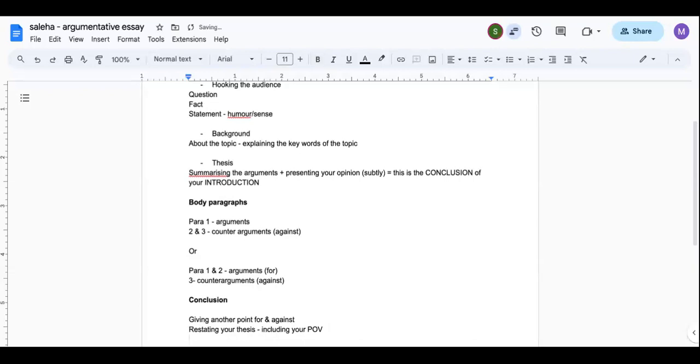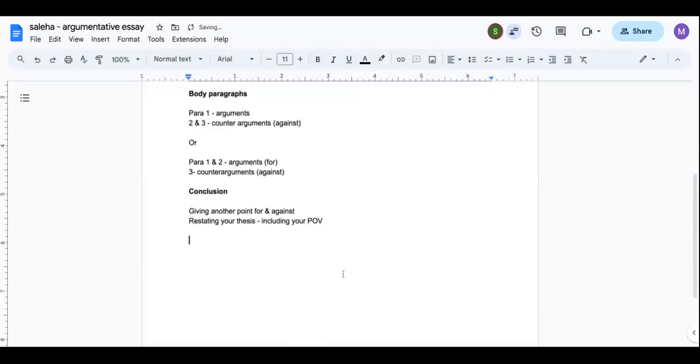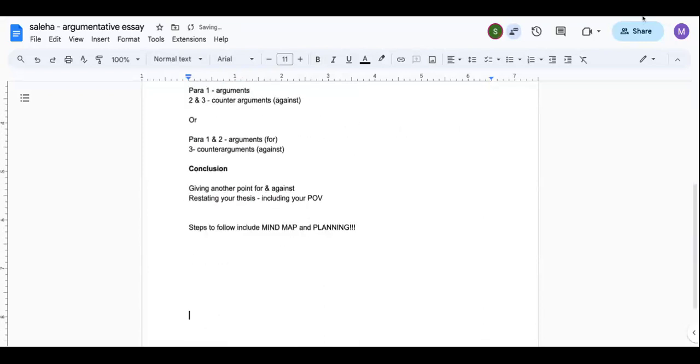And I've summarized the whole thing for you in easier words. Steps to follow include mind map and planning. This is very, very important. Even in papers where, God forbid, you do not have time, they do check your planning and give you marks. So always put your planning down there. Just make some pointers, put your planning like we were doing in the narratives. So this is a general format that you follow. We're gonna look at a sample, and then we're gonna move ahead and write our own sample.